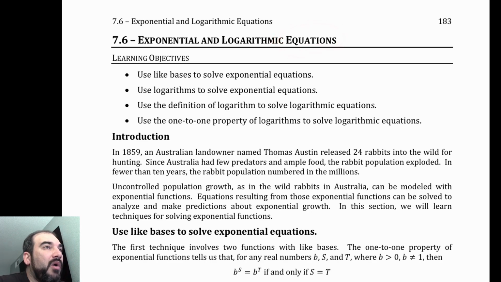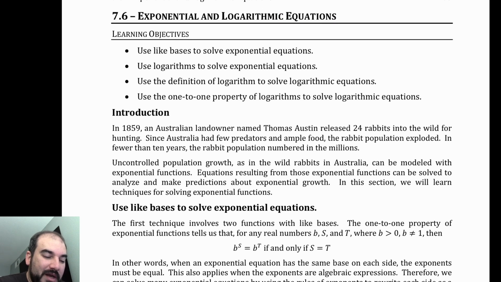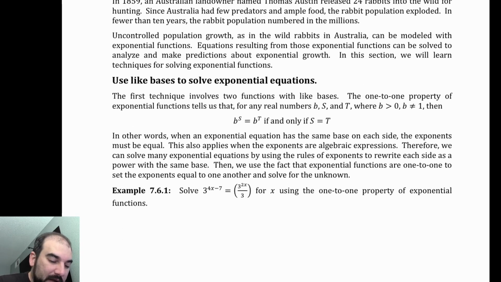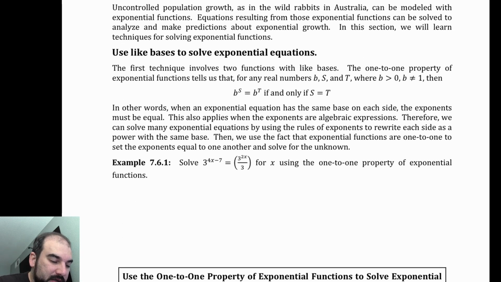Equations meaning equalities. Now we're no longer working on single expressions and just manipulating, expanding, condensing, rewriting in terms of an exponential if it was a logarithmic or vice versa. We were working with single expressions before this. Now we're going to talk about equations, which means we have some kind of equality and something we're trying to solve for.